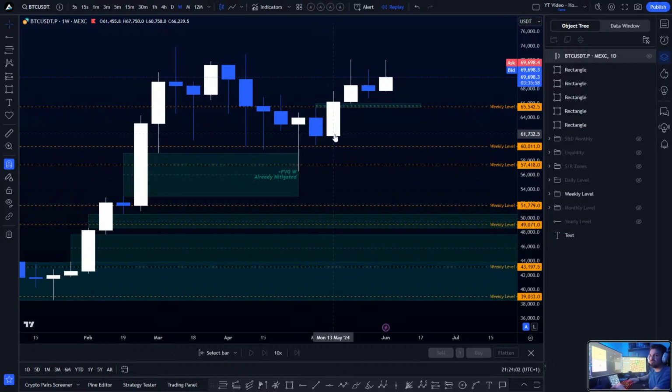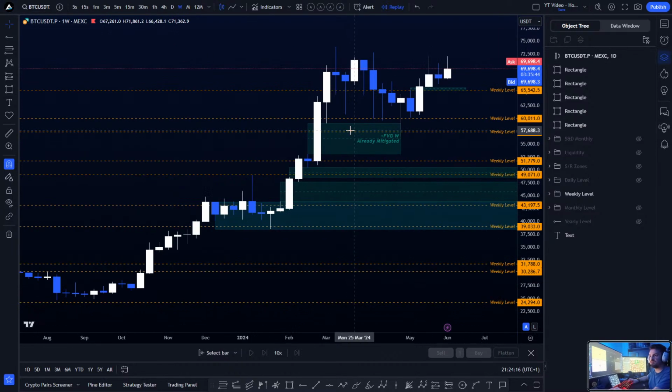But if we break 65,542, that weekly level, if we break it with a daily candle, if we close below that, it's pretty bearish. I wouldn't be surprised actually if a month or two later we find ourselves either at 52k or 43k. So let's see what happens.